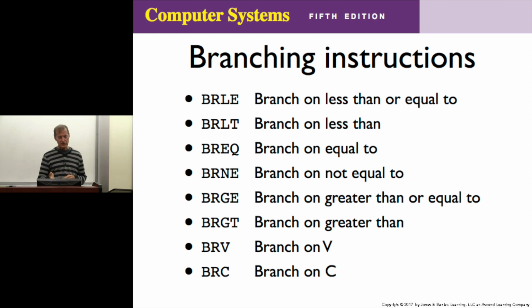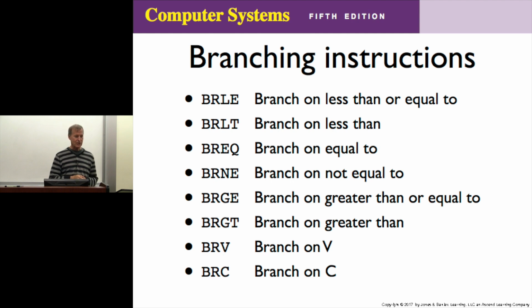So here on the first slide we have a list of what are called the conditional branching instructions. In order they are branch on less than or equal to, BRLE, branch if less than, BRLT, branch if equal to, BREQ, branch if not equal to, BRNE, branch if greater than or equal to, BRGE, and branch if greater than, BRGT. Those are the mnemonics, and these are called conditional branch instructions as opposed to the branch instruction that we already know about, which is the unconditional branch instruction, just plain BR.